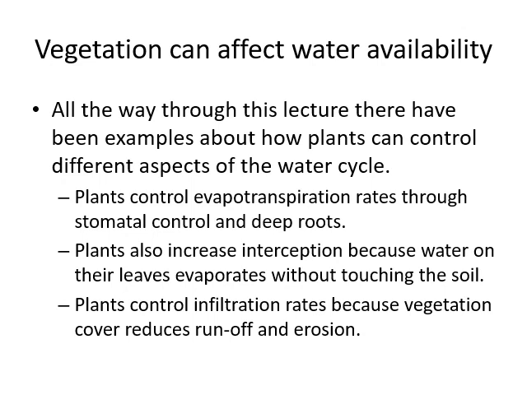Plants control evapotranspiration rates through stomatal control and deep roots. Plants also increase interception. Do you remember that term in the ET equation? Because water on their leaves evaporates before it even touches the soil. If water lands on a leaf, it evaporates before it goes into the soil. There's no way that it can increase water availability to the system. On the other hand, plants control infiltration rates because vegetation cover reduces runoff and erosion and increases infiltration rates.